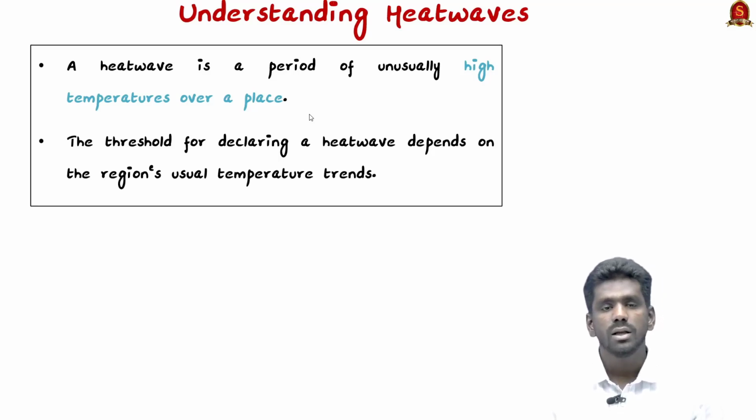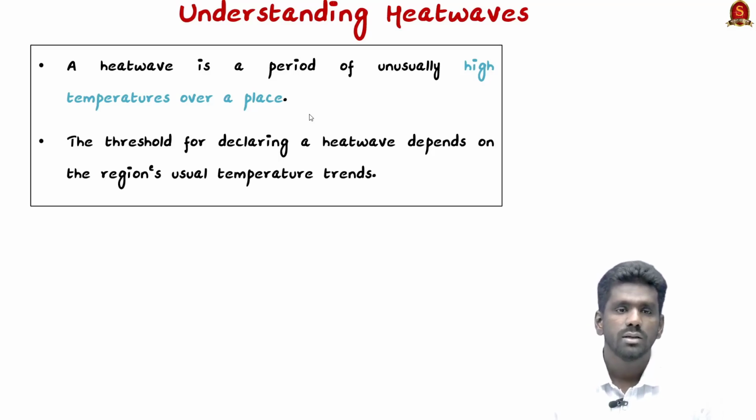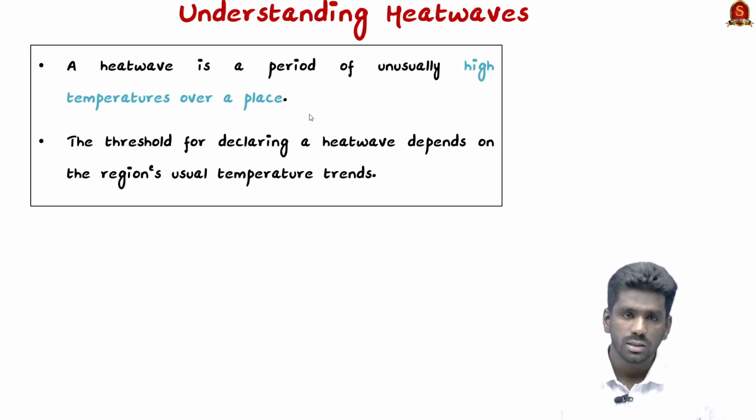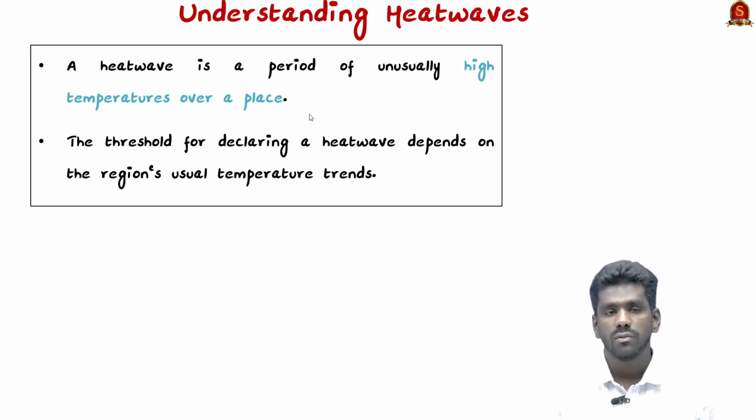For example, if the maximum temperature at a location reaches at least 40 degrees Celsius or higher, then it is considered a heat wave. And this is only for plain areas. For hilly areas, the threshold is 30 degrees Celsius or more. So basically, the Indian Meteorological Department has said that if the temperature reaches 40 degrees Celsius or above, then it is a heat wave, and in hilly areas it is 30 degrees Celsius or above. So this is the criteria for heat waves in India.